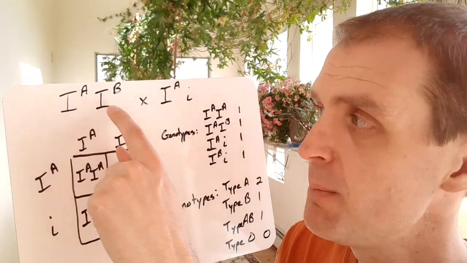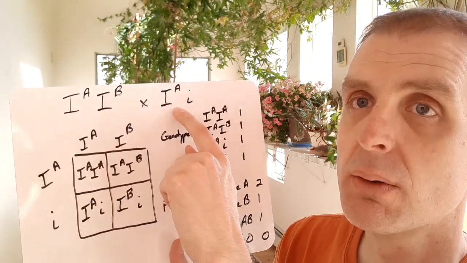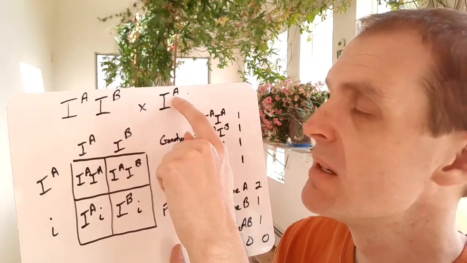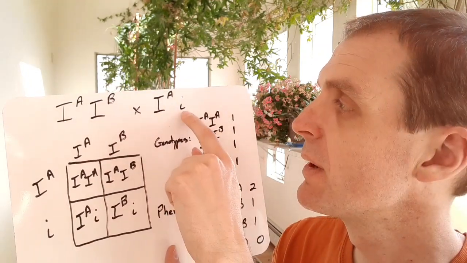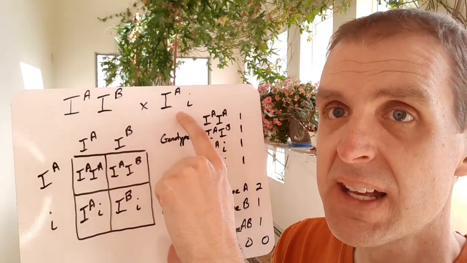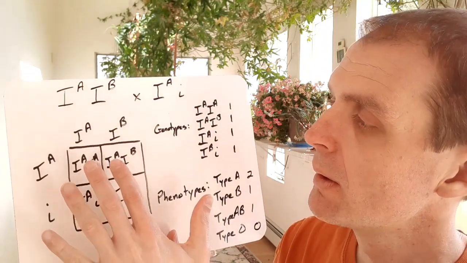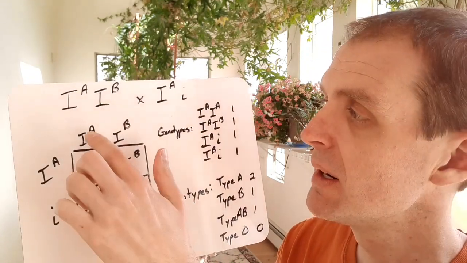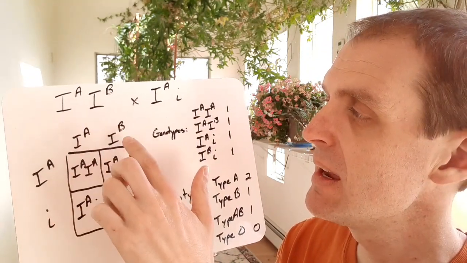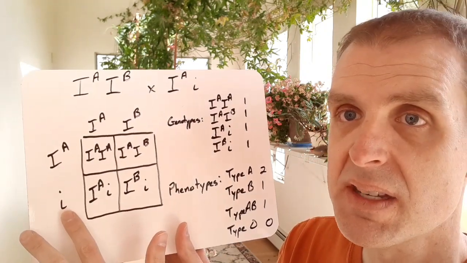So then let's mix it up a little bit, and we'll have a cross between a parent that has type AB blood, the A allele and the B allele, crossed with a parent that has the type A allele with the lowercase i. And so this parent is type AB. This parent has blood type A because that i doesn't really mean anything. Okay, make your Punnett square.